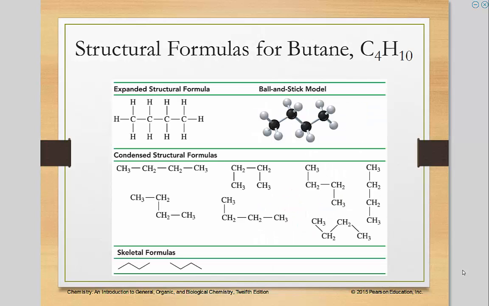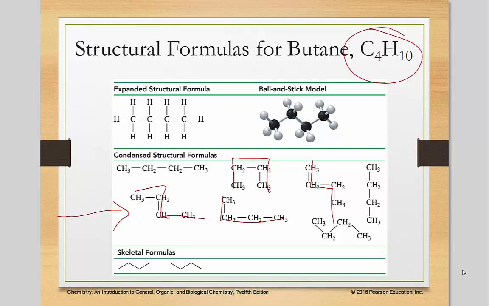I wanted to show you this picture because of this area here. These are all the same compound. No matter what, this is butane, C4H10. Notice when it bends, it's still considered butane.